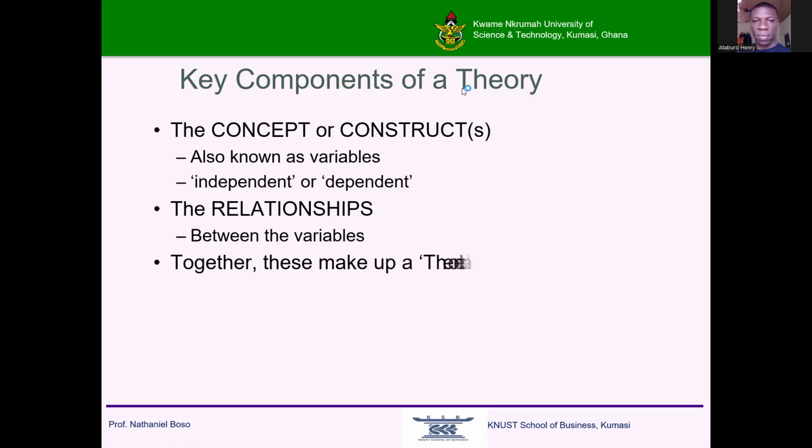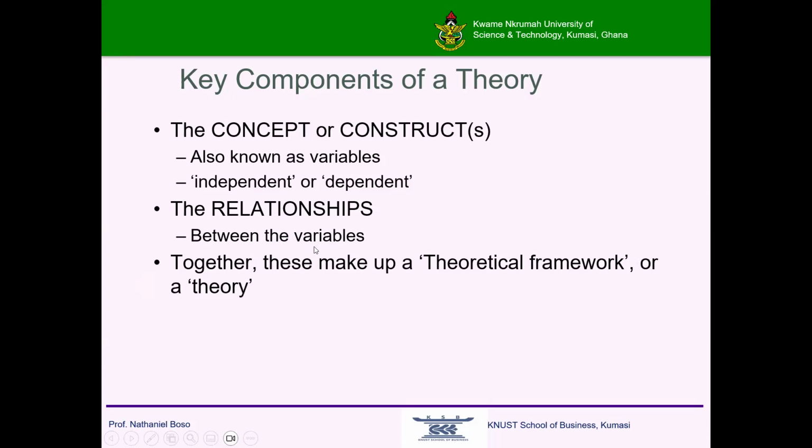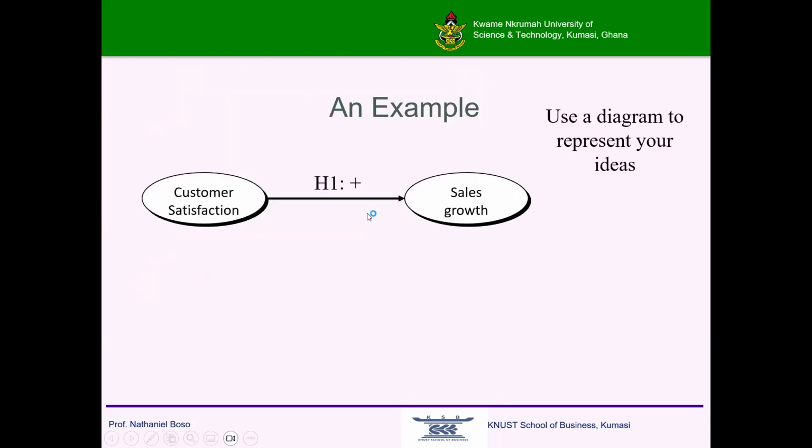So a theory has two key components. One is the constructs or concepts or variables. Now the relationship established between them is what we call the relationships. So a theory has concepts and relationships. So we will see together. For instance, customer satisfaction, sales growth. These two are what we call constructs or variables. Now, the link between them, that is the relationship. The link that is established between them is the relationship.